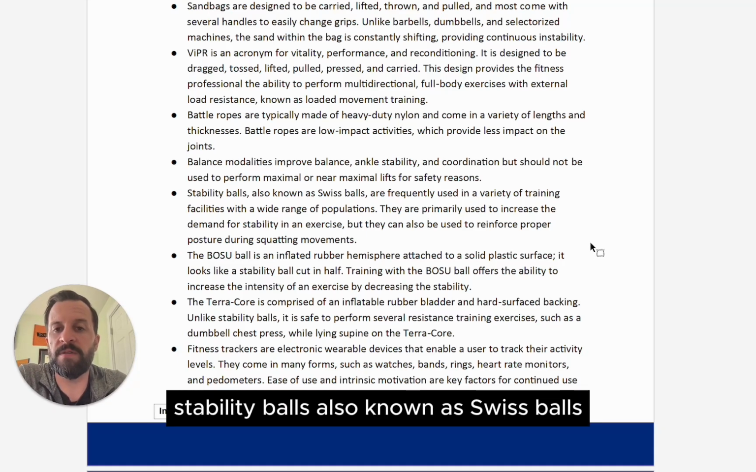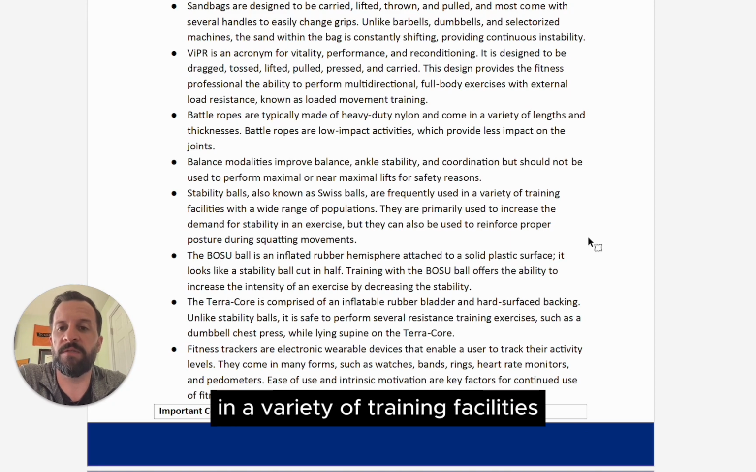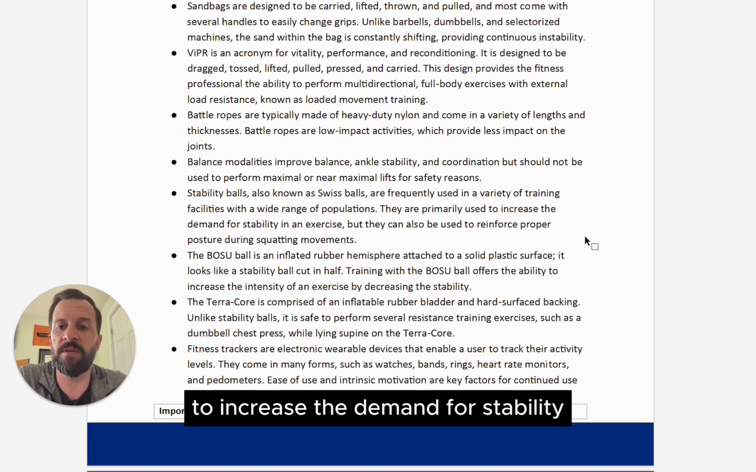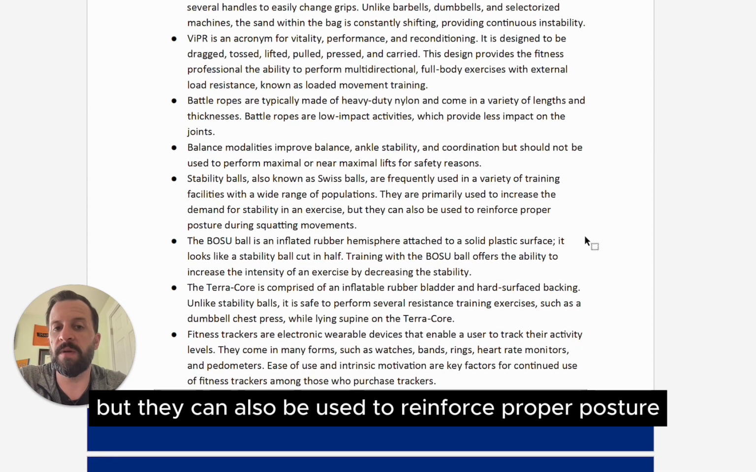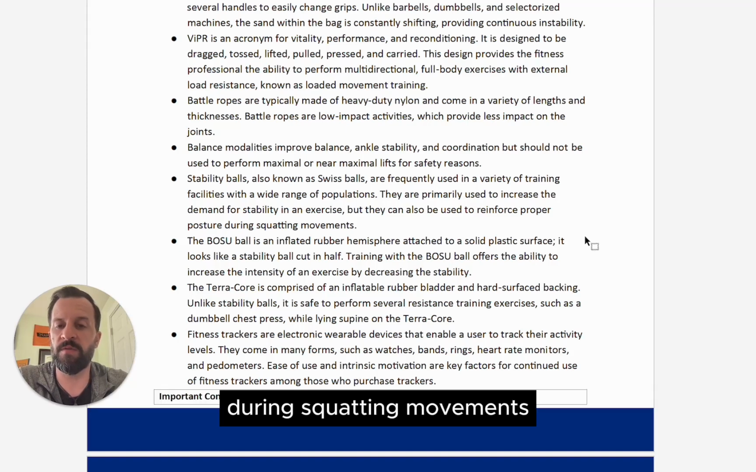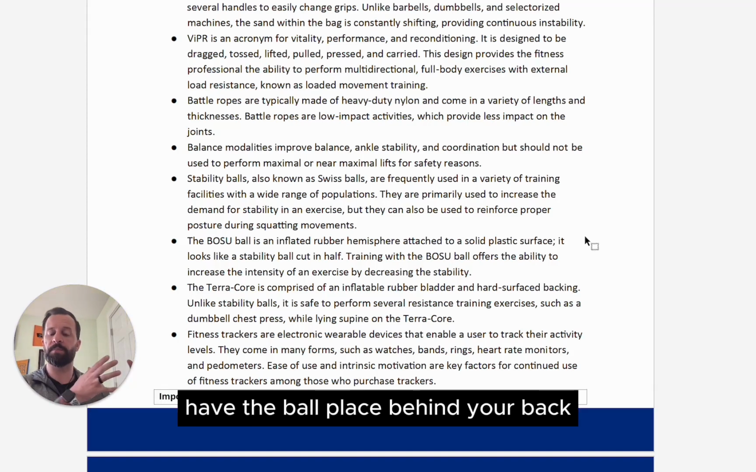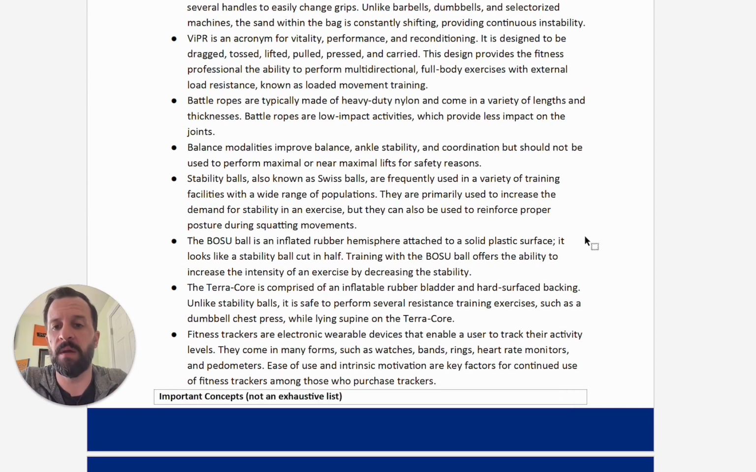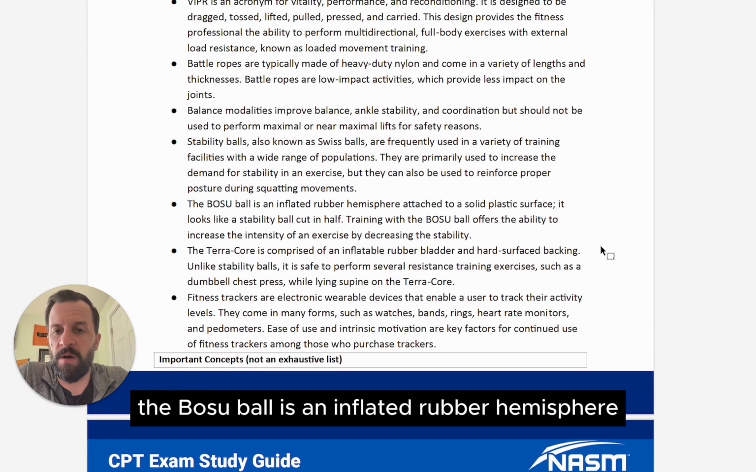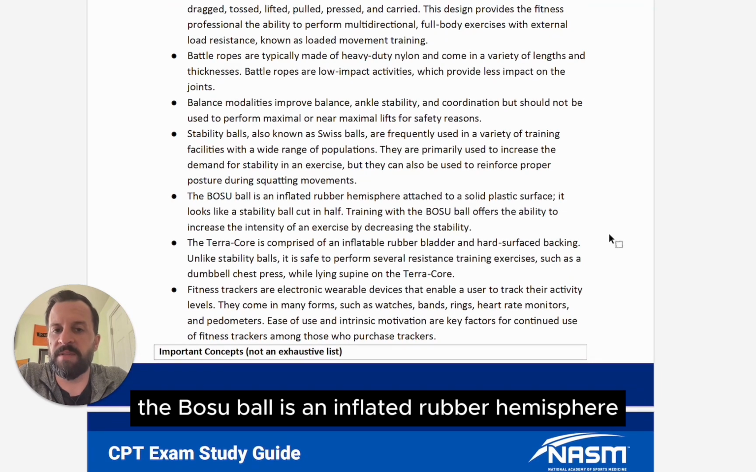Stability balls, also known as Swiss balls, are frequently used in a variety of training facilities with a wide range of populations. They're primarily used to increase the demand for stability in an exercise, but they can also be used to reinforce proper posture during squatting movements if you were to have the ball placed behind your back while you did a bodyweight squat. The Bosu ball is an inflated rubber hemisphere.